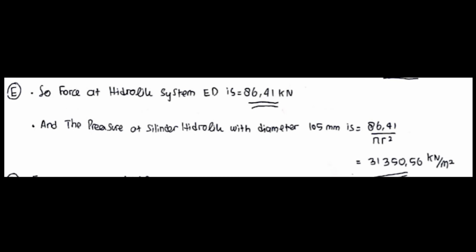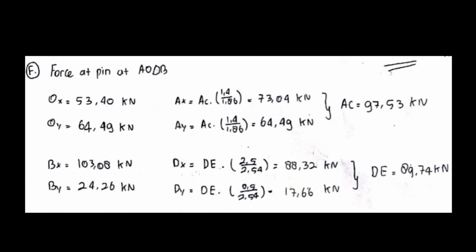And the last question, first at pin A, O, B, D. In OX, we get 83,40 kilonewton. In OY, we get 64,49 kilonewton. In AX, we get 73,04 kilonewton. And AY we get 64,49 kilonewton.